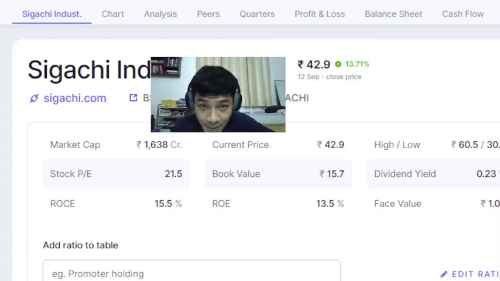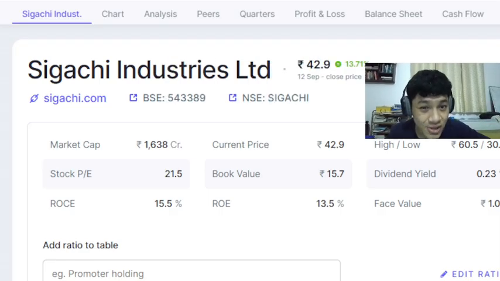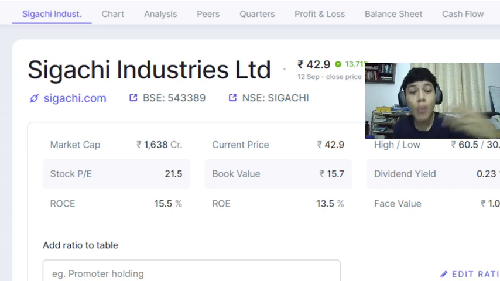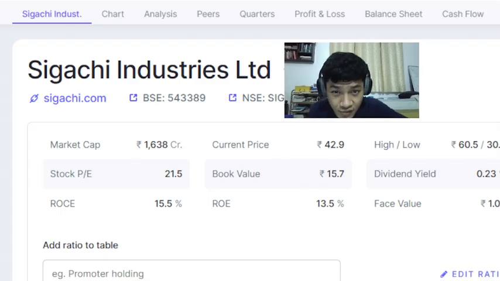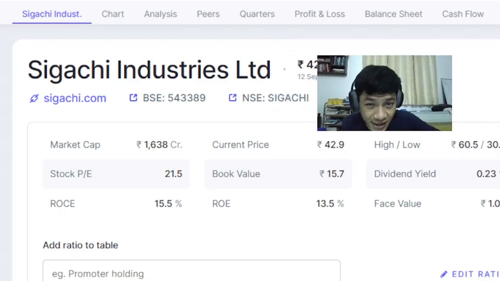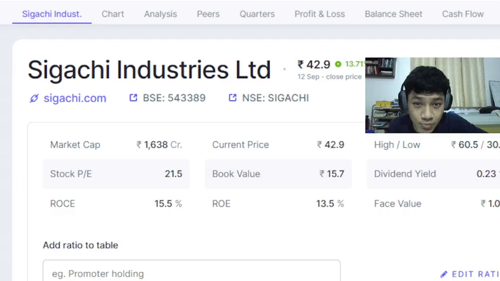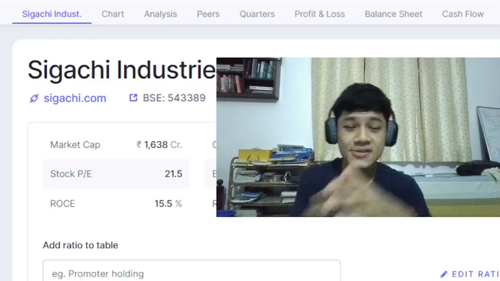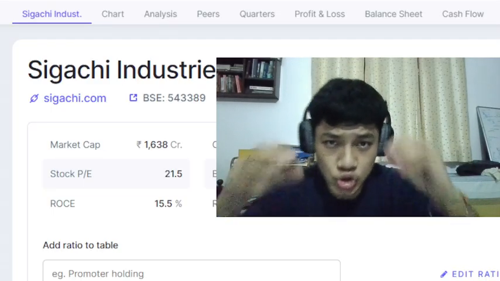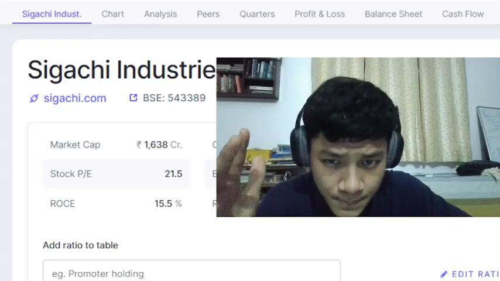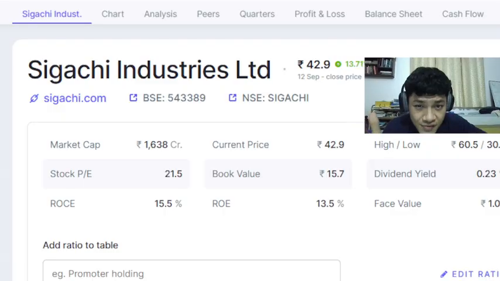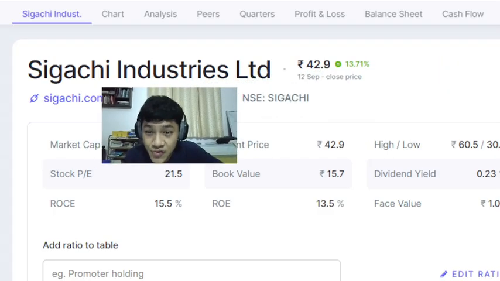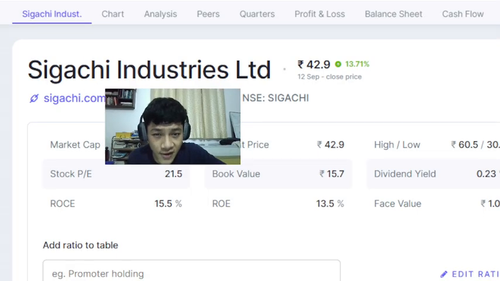First, we have the market cap, 1,638 crores. This company is a small cap company, okay? Current price of one share, 42.9 rupees. Book value per share. What is book value? Book value is assets of a company minus liabilities of a company. So net assets of a company, book value. So book value per share is 15.7 rupees. So current price is more than twice book value. The price to earnings ratio is 21.5.